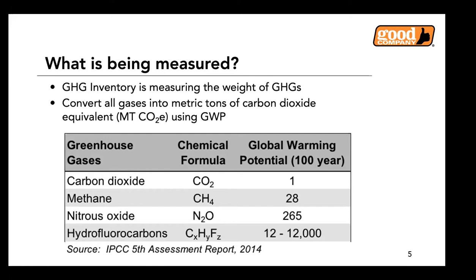And then hydrofluorocarbons are refrigerants used in building and vehicle cooling systems or chillers. There are different kinds of refrigerants, which is why you see a range here from 12 to 12,000. Some refrigerants have much lower GWPs than others. So this is what we're measuring in a greenhouse gas inventory, right? This is the impact. It is the weight and the global warming potential of these different gases brought together in a common unit to report out in an apples to apples way.